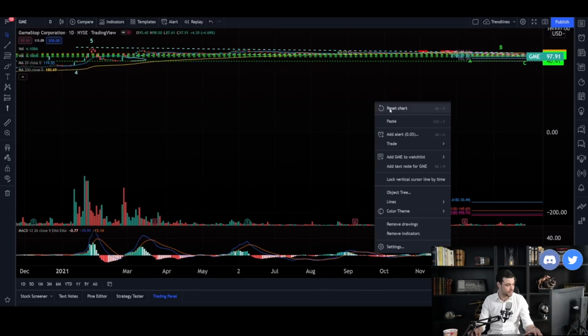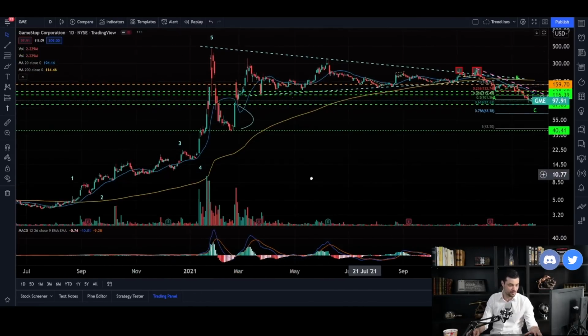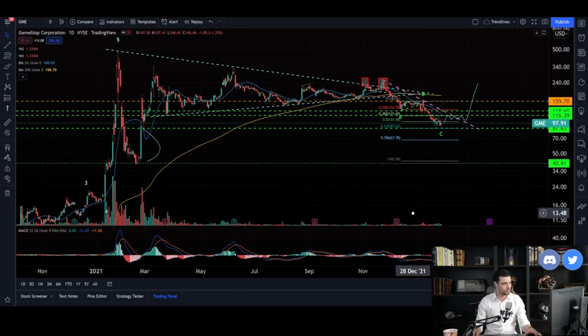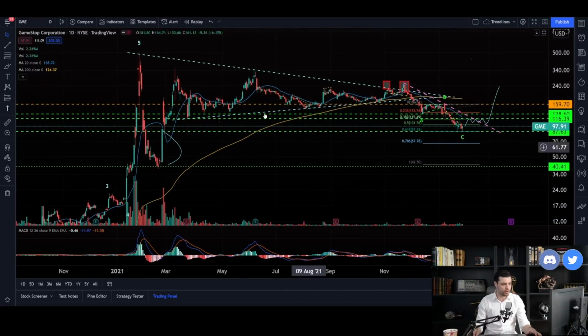I know that most of the time I spend more time on AMC, so I'm going to try to spend as much time on GME, guys. So what do we have? We have a bit the same situation. We broke out from this triangle, guys, around 170. And since then, we are just brutally going down. So is the move down finished or not?